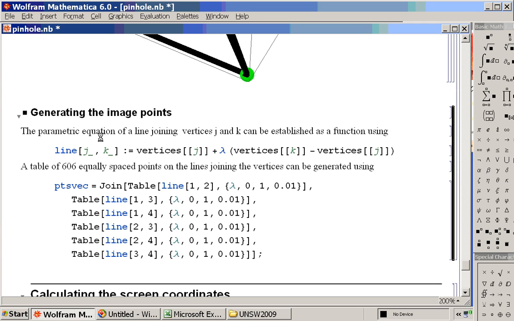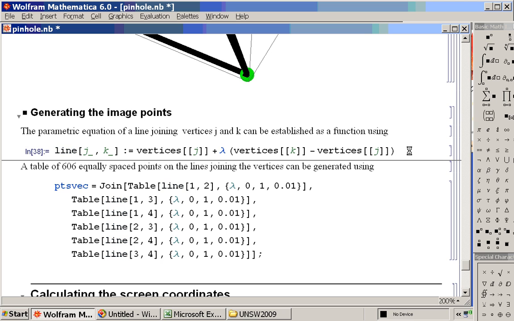To do that, I'm going to generate what's called a function here, which is a line joining any pair of the vertices in this figure. So J and K are what are called formal parameters, and you can see that it has the form of a vertex J plus some parameter lambda times a vertex K relative to the vertex J.